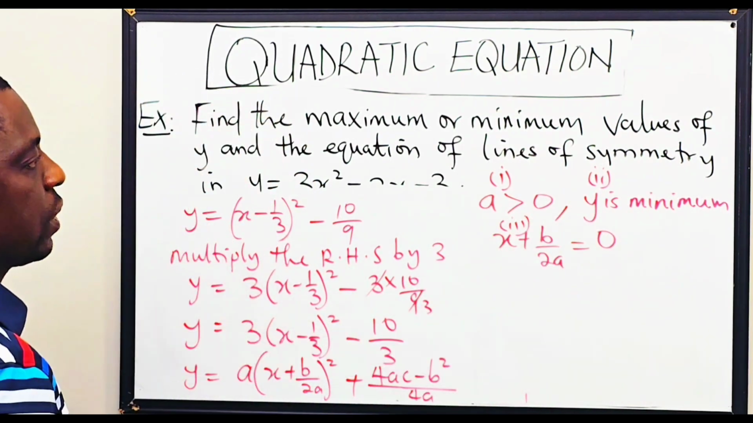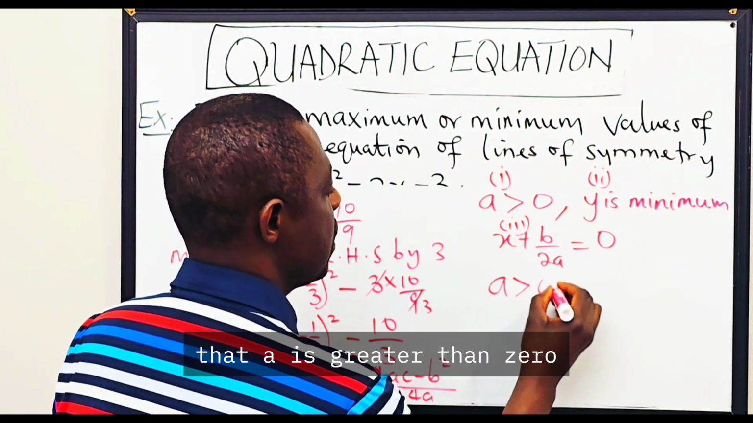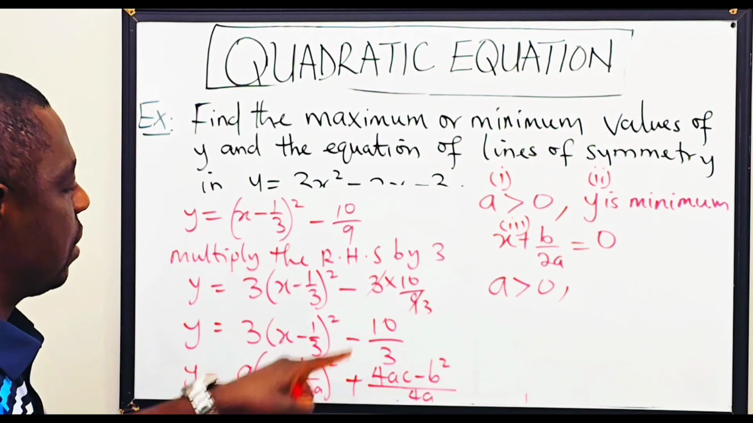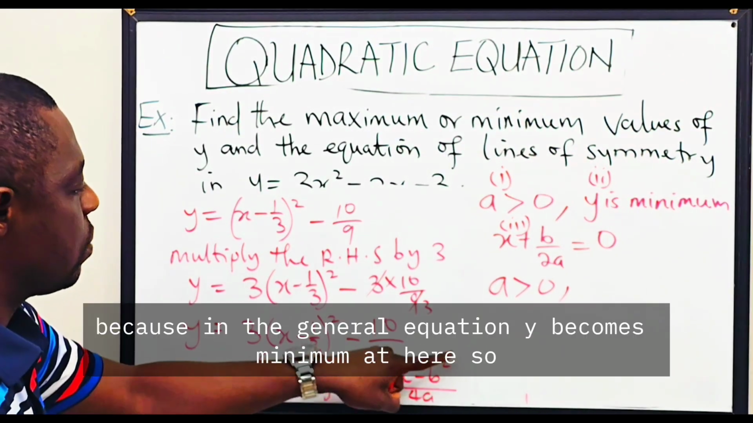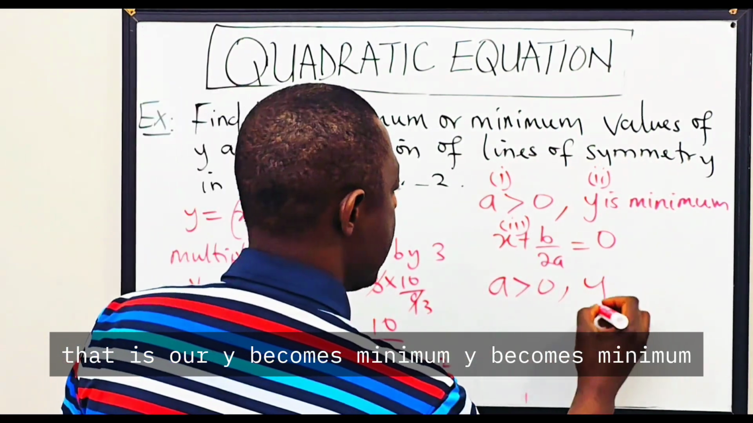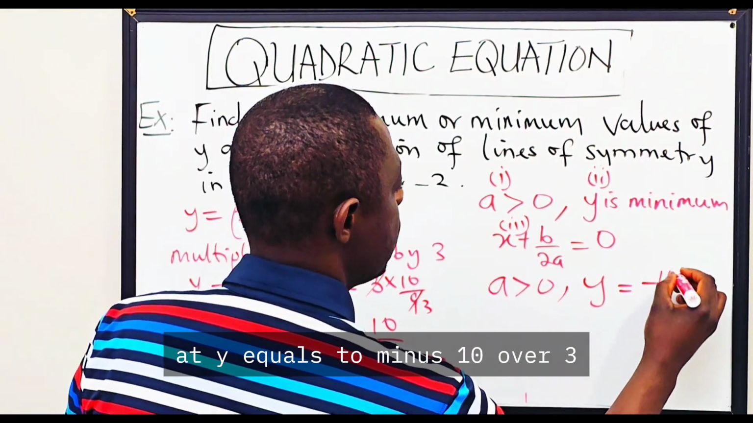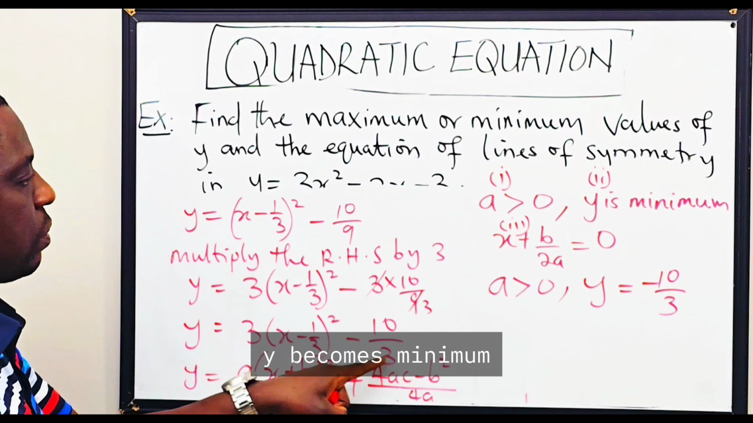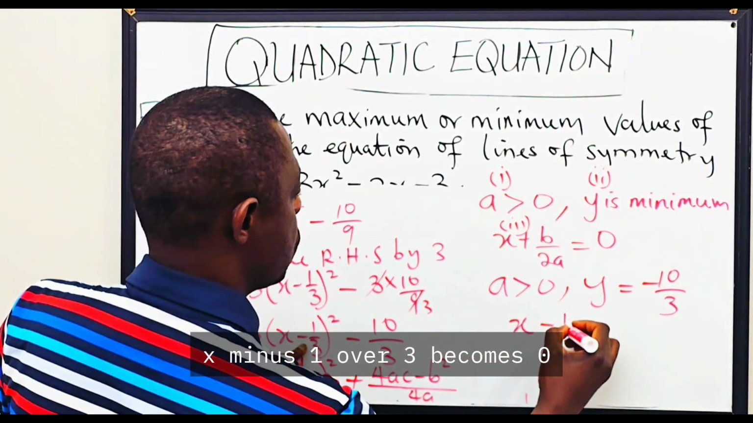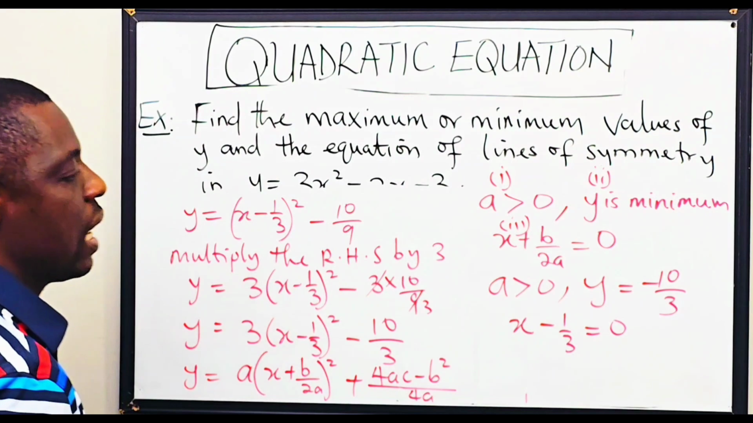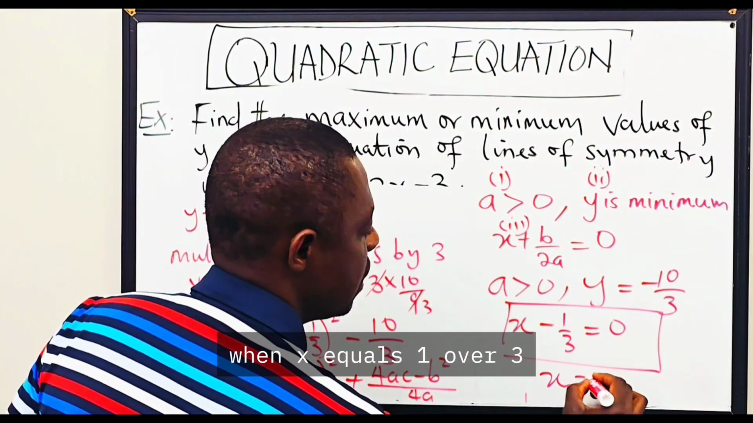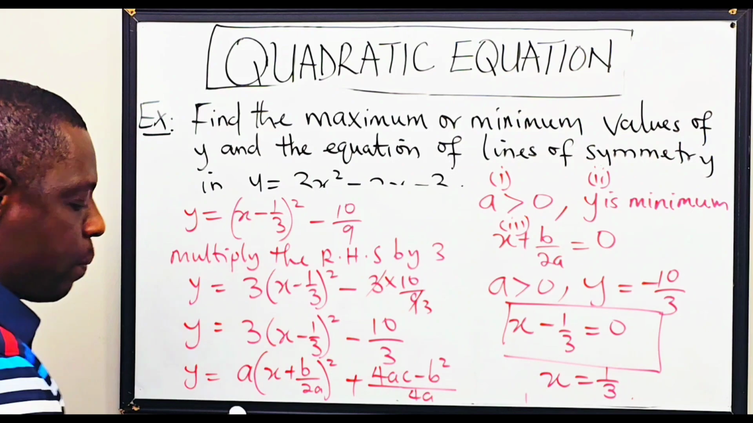We have 3 factors. So the first factor says that a is greater than 0, and y is going to be minimum at where? At here. Because in the general equation, y becomes minimum at here. So that means that y becomes minimum at y equals minus 10 over 3. Y becomes minimum. So what happened to x? X minus 1 over 3 becomes 0. And this is the line of the symmetry when x equals 1 over 3. I hope we understand that.